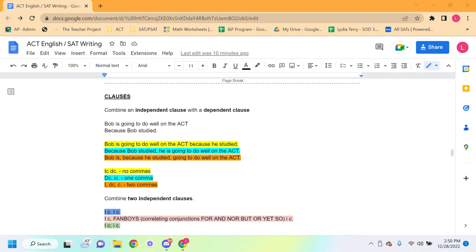If I end a sentence with the dependent clause, Bob is going to do well in the ACT because he studied, I don't need a comma. Now, you can use a comma if you feel it should be there. It's kind of at your discretion, which is frustrating because, okay, I haven't actually ever seen a time when a correctly done comma and a non-comma has been here. So they're not going to do that to you.